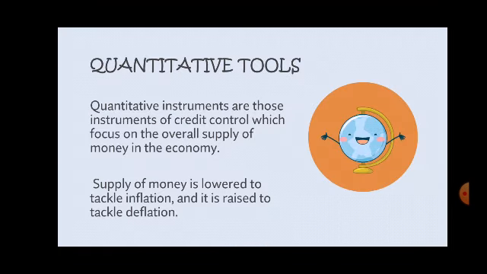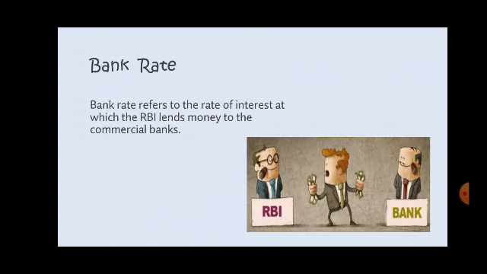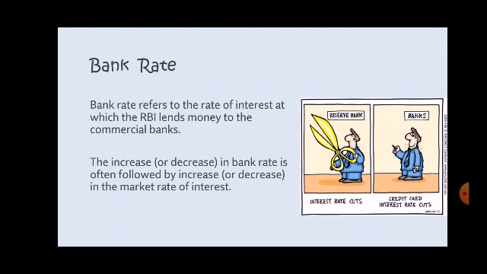Now, let's focus on the quantitative tools of monetary policy that aim at controlling the overall supply of money in the economy. The first and foremost quantitative tool that we are going to study is bank rate. Bank rate is the rate of interest at which the central bank lends money to commercial banks. Any change in the bank rate is often followed by a change in the lending rate of commercial banks.